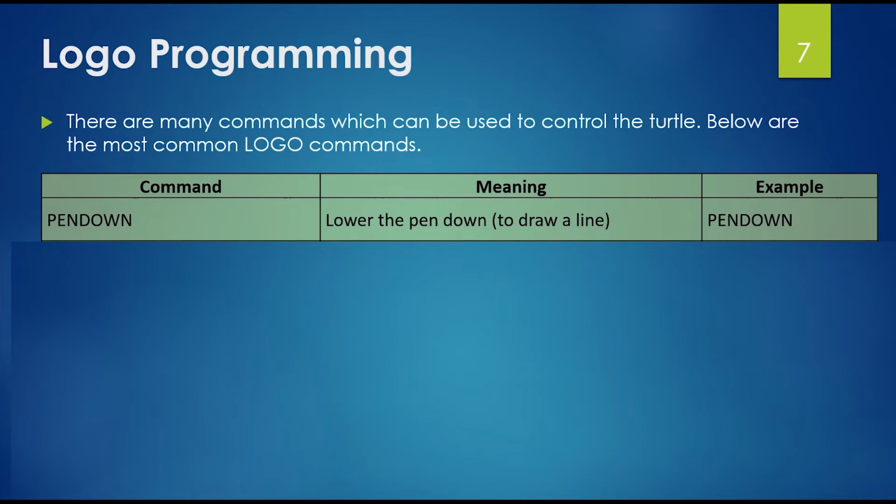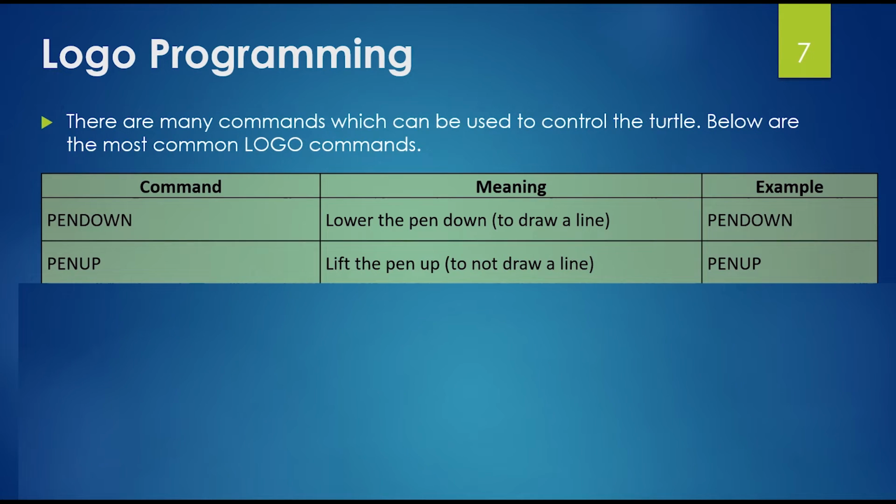The first one is pen down. It means lower the pen down, that is, to draw a line. For example, let's take a piece of paper and you are writing something. It means that the pen is touching the paper, and whatever command you give, it will draw a line. So when you say pen down, it will draw the line.